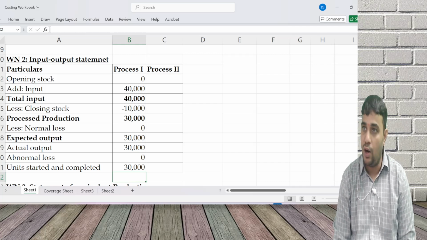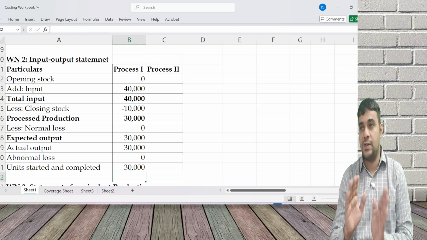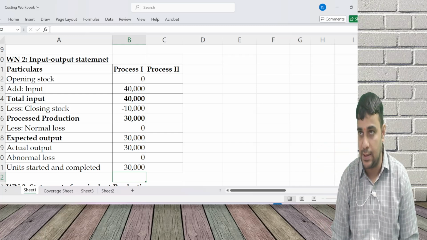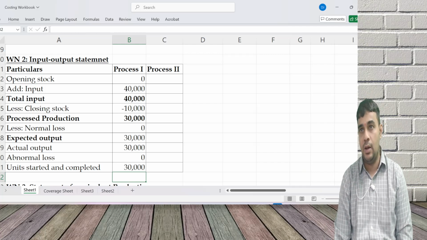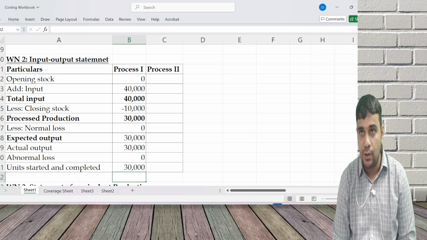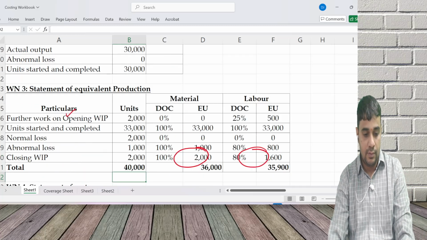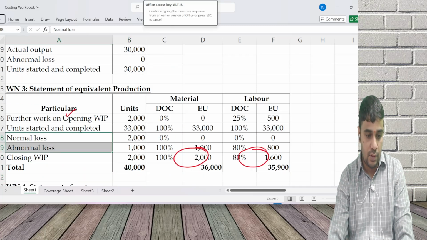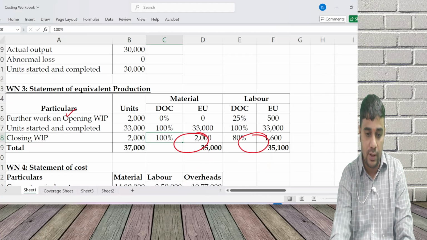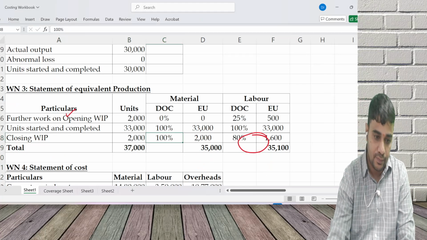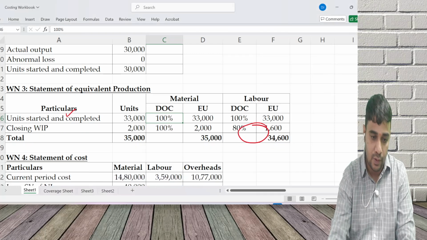I do not have normal loss in the process. The first process has none, the second process we'll see later. Abnormal loss is not there. Opening WIP is also not there. So this is the format. You take your time and please close this. Only 2 items.